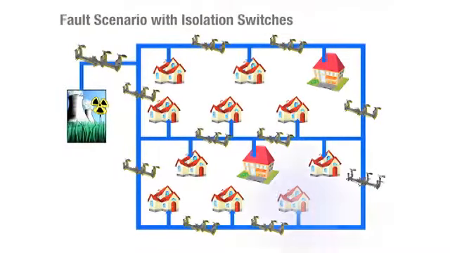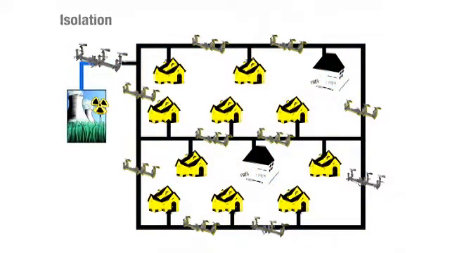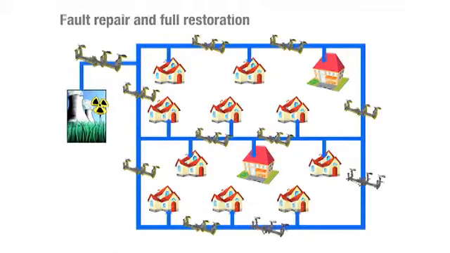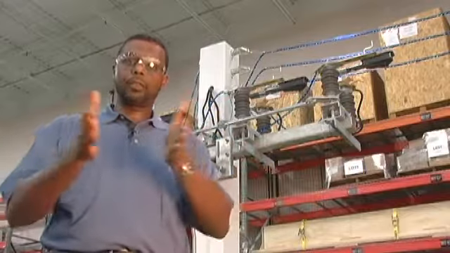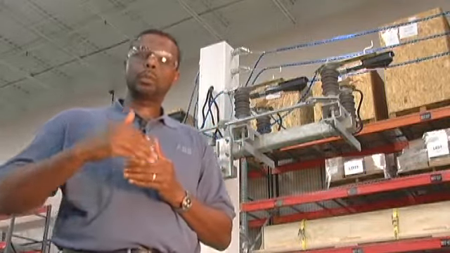Having switches at every node of that network would allow the utility to get out there, identify the fault, isolate the fault instead of repairing it, restore power to all the other community that is not directly affected by the fault, repair the fault, and then restore power to the area affected originally. This now helped them minimize the number of customers affected by this outage and reduce the duration of time for those people that were indirectly affected by it.